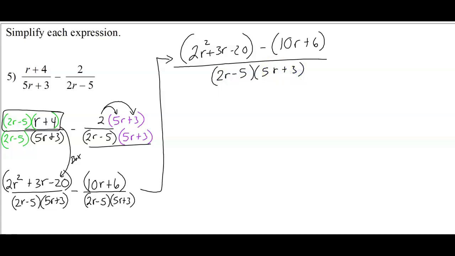All right. And since we're subtracting, to combine my numerators, I'm going to need to distribute this negative, which is another little thing we talked about earlier today. So that gives me 2r squared plus 3r minus 20 minus 10r minus 6.